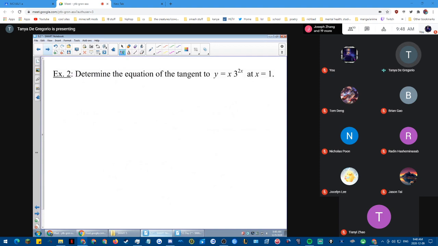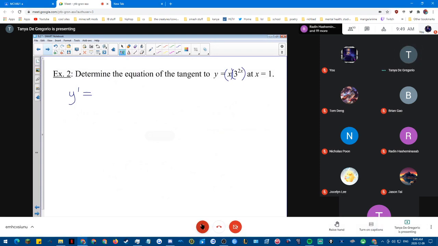Okay, determine the equation of the tangent. Y equals x times 3 to the exponent 2 to the x at x equals 1. So I want you guys to realize that this is what? What rule is this? Product rule. Yeah, it's a product rule. So again, we're finding an equation of a tangent. So we need a slope, we need a point. We know that x is equal to 1. So we're going to find the derivative. Finding the derivative, it's a product rule. So who wants to do it for me? Anyone else at home that wants to talk? I'd love to hear from you.